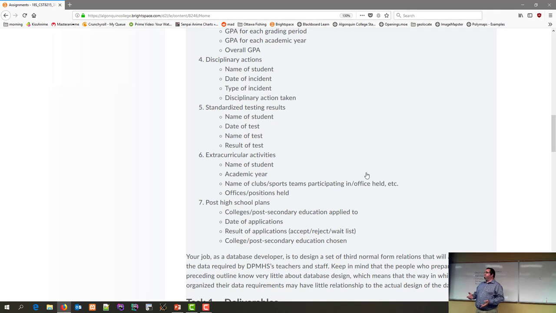Post-high school plans. Now, depending where you're from, they actually ask you, what are your future plans? And they make you do it in high school, saying, I plan to do this, when you're in grade 10, so they can help you plan your courses. Or what universities you plan to go to, that kind of stuff.